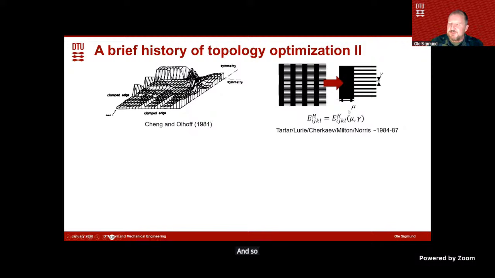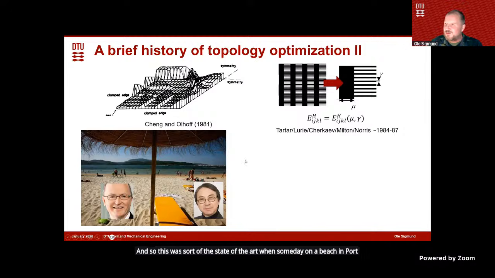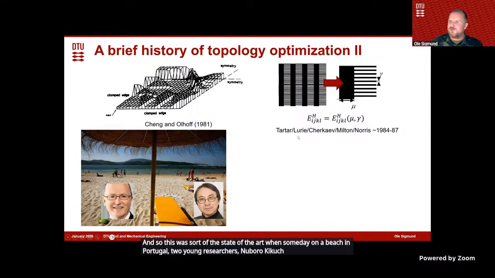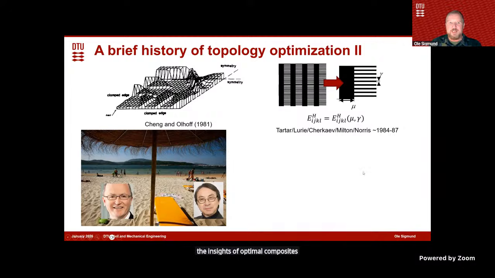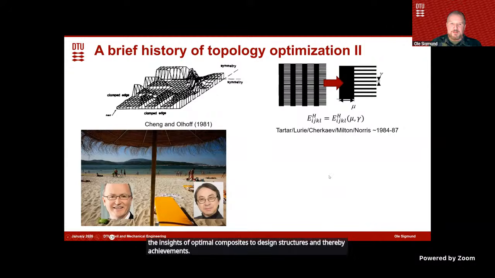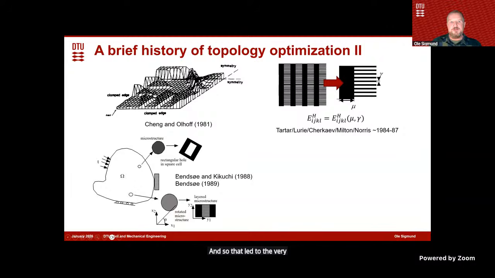And so this was sort of the state of the art when someday on a beach in Portugal, two young researchers, Noboru Kikuchi and Martin Bendsøe, were put together by clever people in the background. And they were discussing the state of the art in the field and were thinking, couldn't we put this together and make an optimization method that used the insights of optimal composites to design structures and thereby achieve mesh convergence. And so that led to the very first work on topology optimization, or rather the homogenization approach to topology optimization.